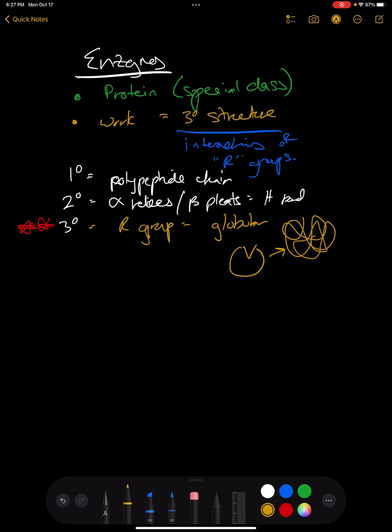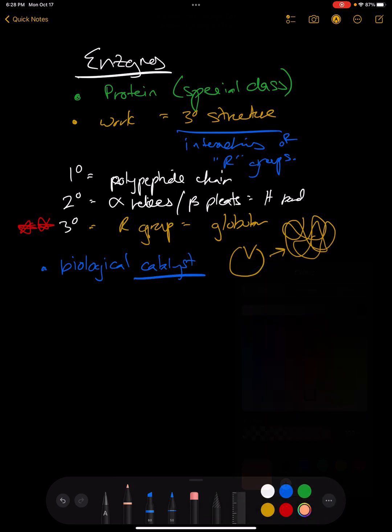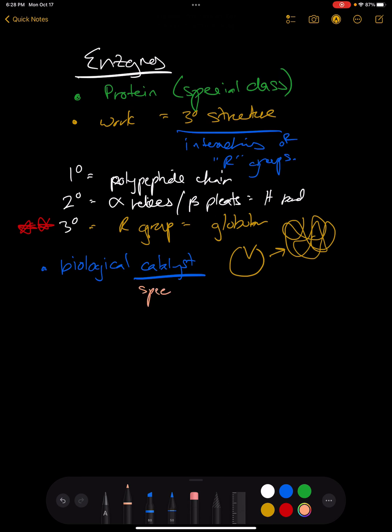Okay, so let's go back to a few more definitions. An enzyme is also known as a biological catalyst. Now remember, a catalyst from chemistry is something that speeds up a reaction. And this is a biological one. Remember, we always read things backwards. This is a biological one because bio means life. So this is a molecule, a protein, however you want to describe it, that speeds up reactions in living systems.